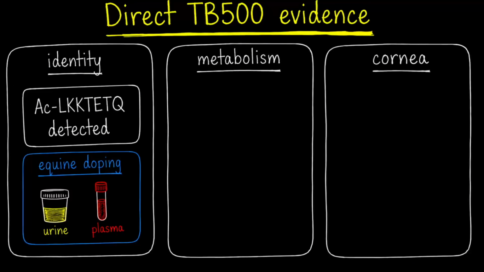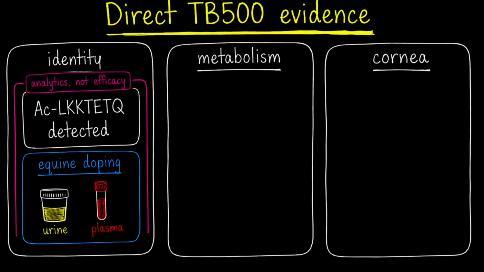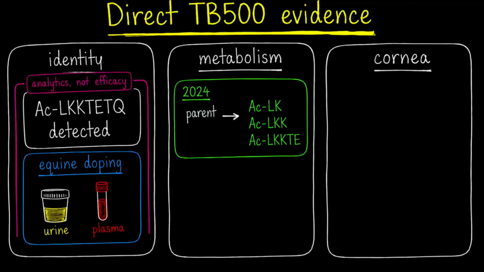So this was a 2012 paper, and they developed methods to detect TB-500 and its metabolites in horse urine and plasma. And they found that TB-500 doesn't just remain as one intact molecule in the body, it can actually be metabolized into shorter peptide fragments. And this is important here because these are just analytics, so this is not exactly saying how it works in the body. And so there's a 2024 metabolism paper.